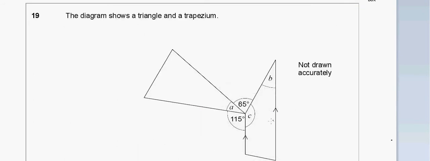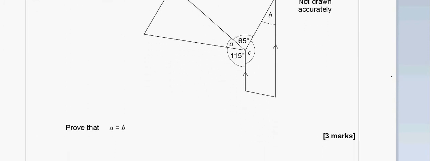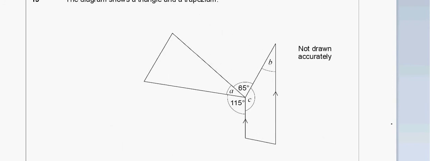Okay, question 19. So now we get to the good stuff. The diagram shows a triangle and a trapezium, so we know these two lines are parallel, and we have to prove that A equals B. So proofs mean that we have to write down things that we know. So for example, angle B plus angle C will add up to 180 degrees because they're what we call co-interior angles.